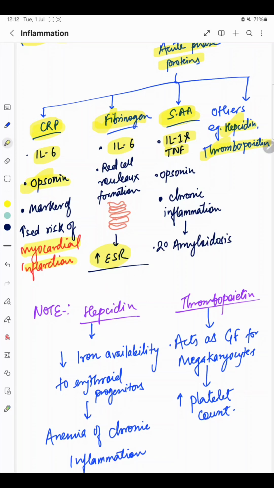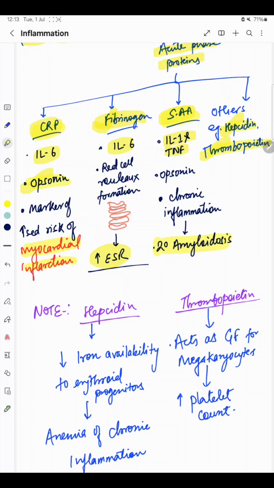SAA: interleukin 1 and TNF are responsible for the increased production of serum amyloid A protein. This also acts as an opsonin, is seen in chronic inflammation, and is responsible for the development of secondary amyloidosis.